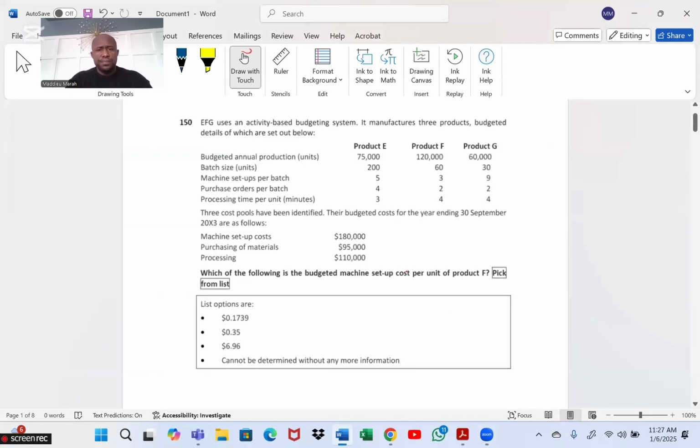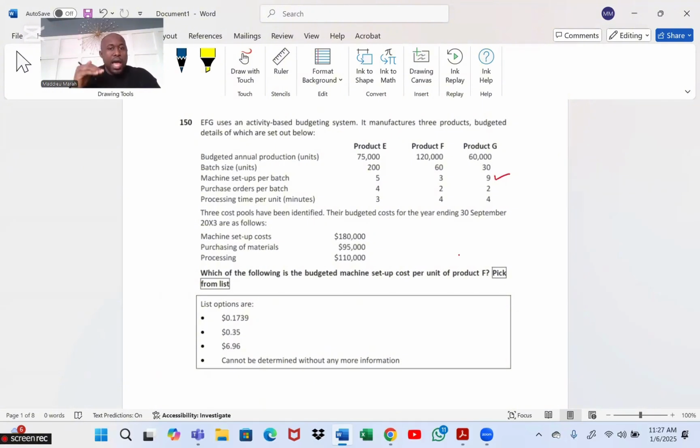Okay, so this is the question. Now, we are asked to calculate the machine setup cost per unit. So we are only asked to calculate for machine setup cost, which you have as 5, 3, and 9. So we have the budgeted annual production in units for all the products, the batch size in units, and we have the machine setup cost.